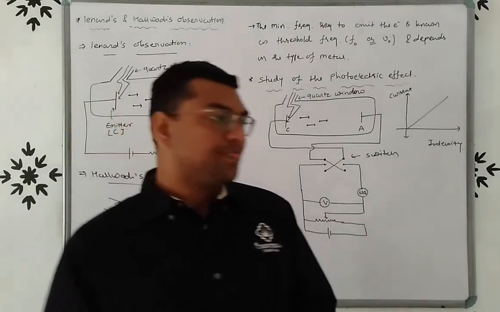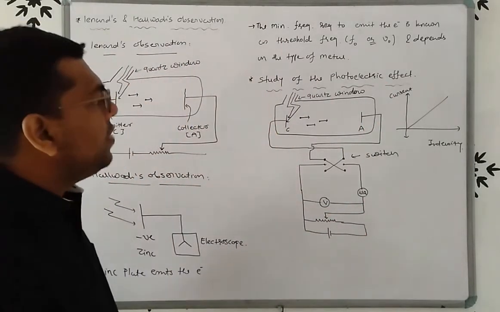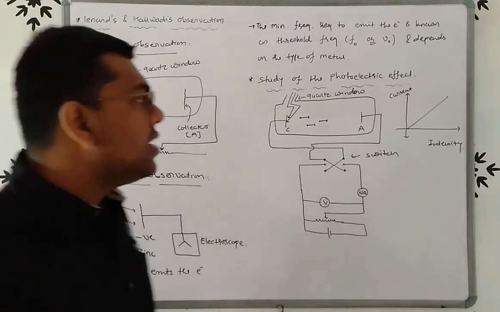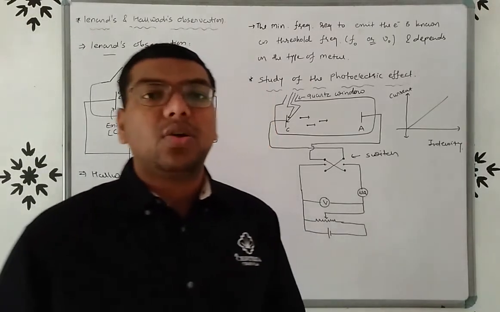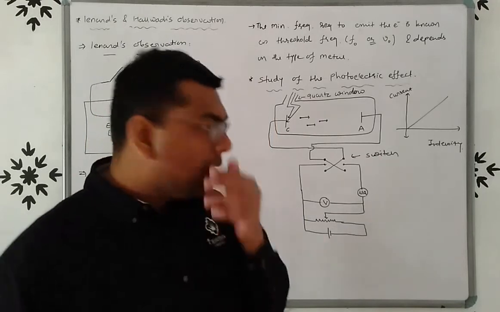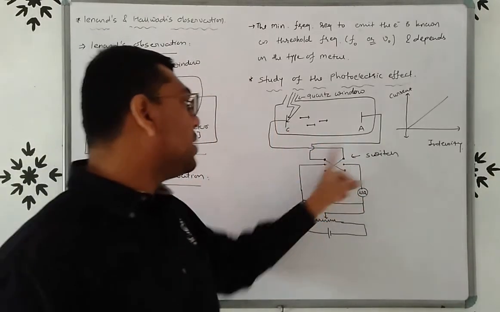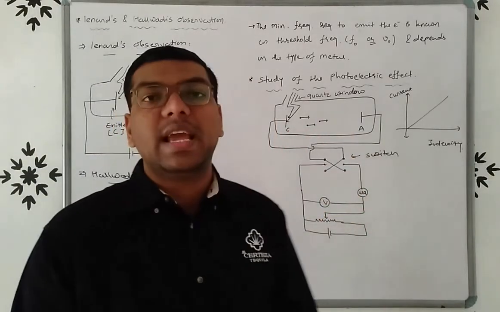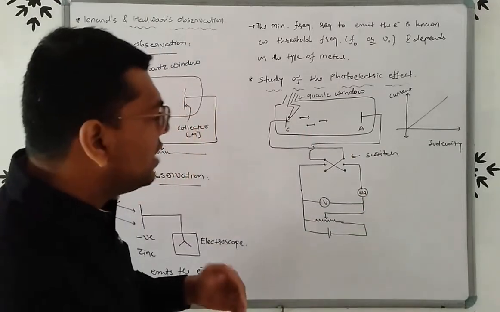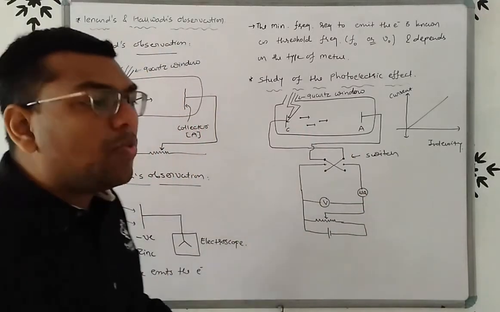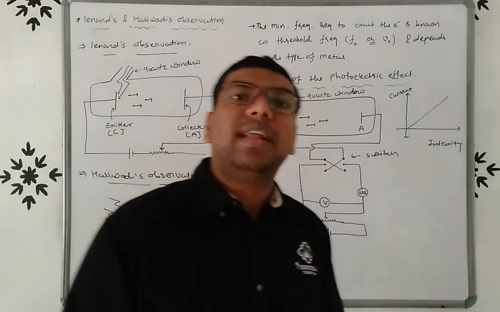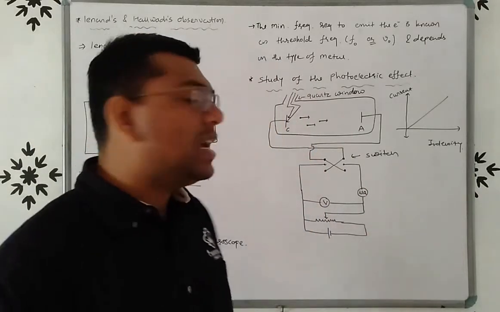Now friends, we discuss the effect of the potential, right? Because here we connect the commutator switch to these electrodes, right? So now if the potential changes, then what happens to the current, that we discuss.